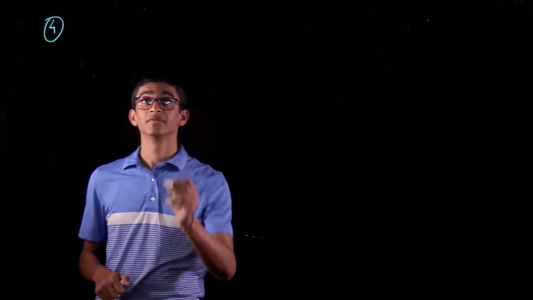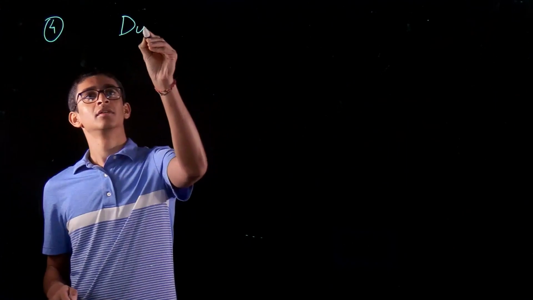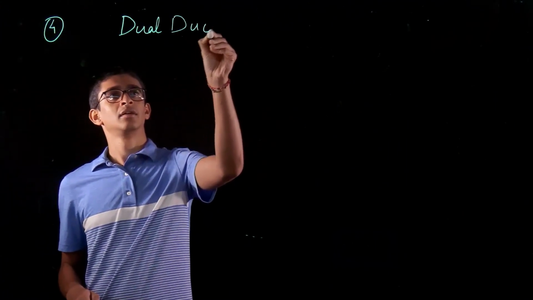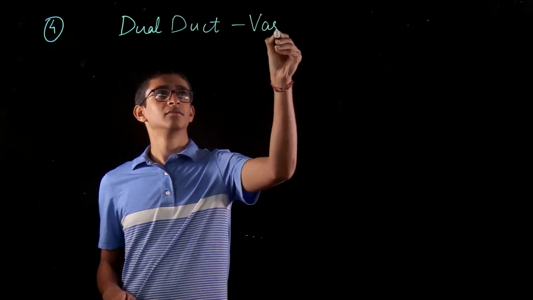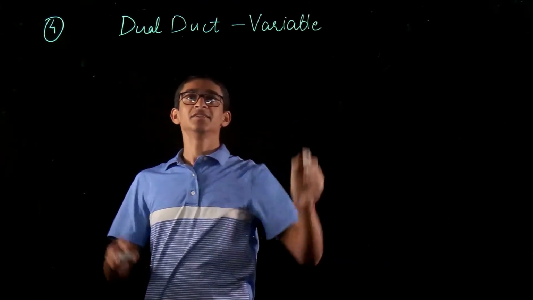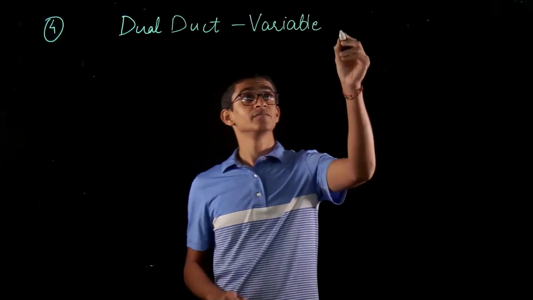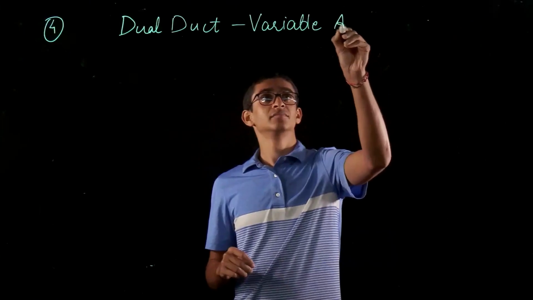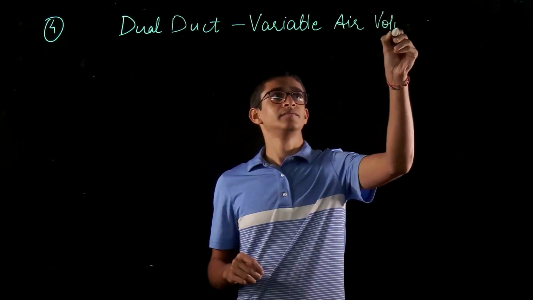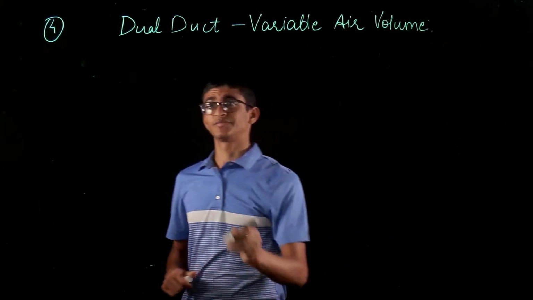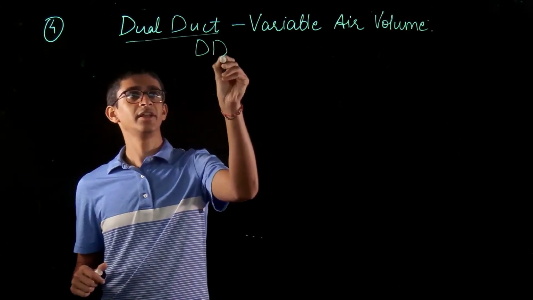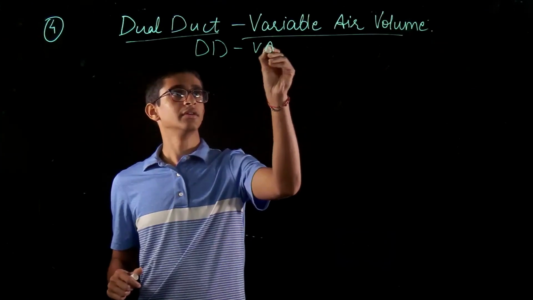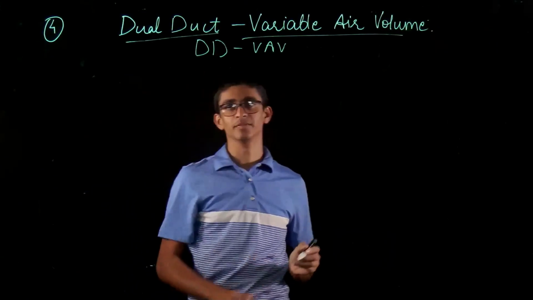So we are approaching the fourth and the last major AHU type, which is the dual duct variable air volume. And this is one of the most efficient AHUs available in the system right now, available in the literature. So this will be noted as DDVAV, dual duct variable air volume.